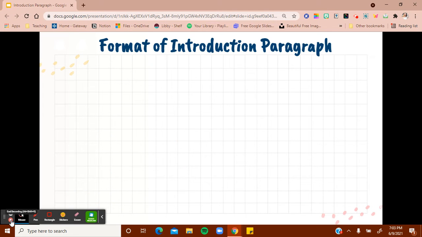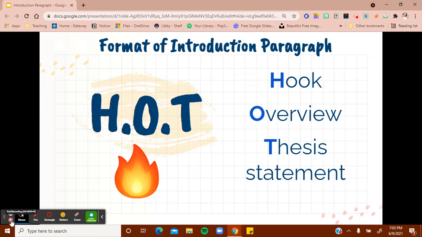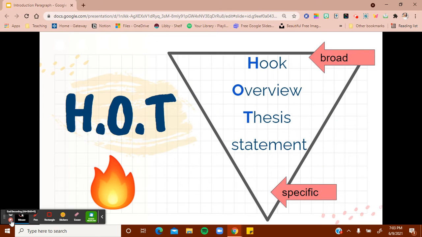So how do we format the introduction paragraph? Well, we use an acronym called HOT. HOT stands for Hook, Overview, and Thesis Statement. If we were to represent the introduction paragraph as a shape, it would be an upside-down triangle because the introduction paragraph starts from being broad and general with the hook, and it becomes very specific at the end with the thesis statement.